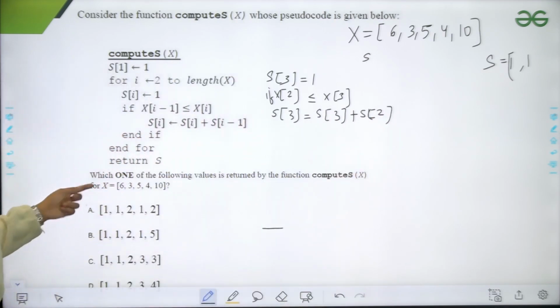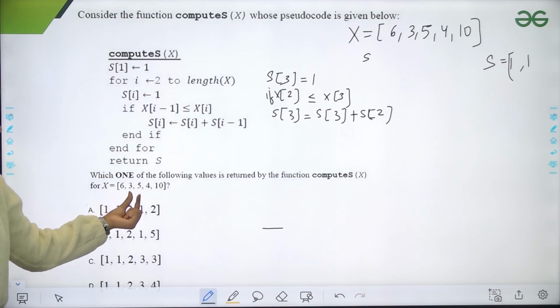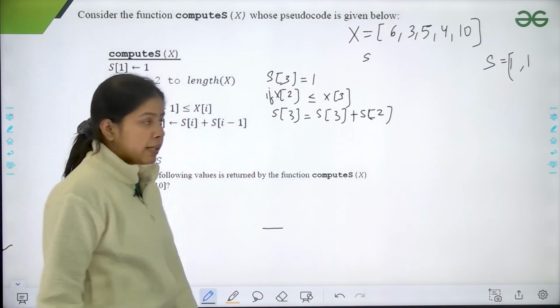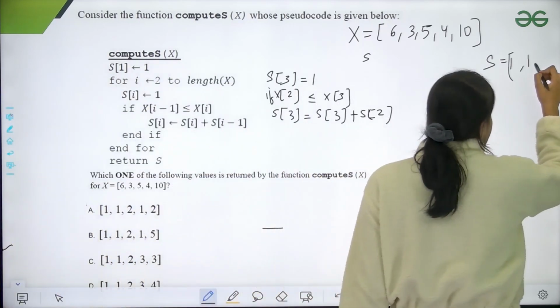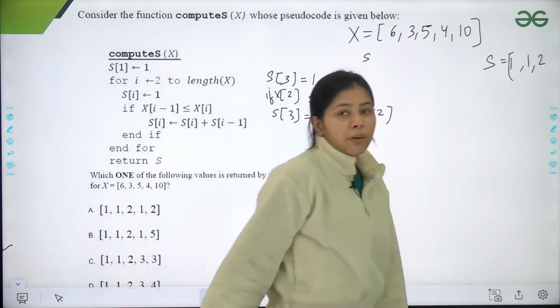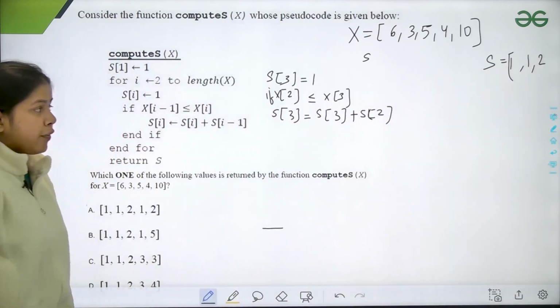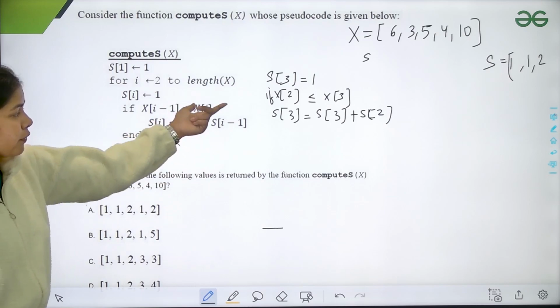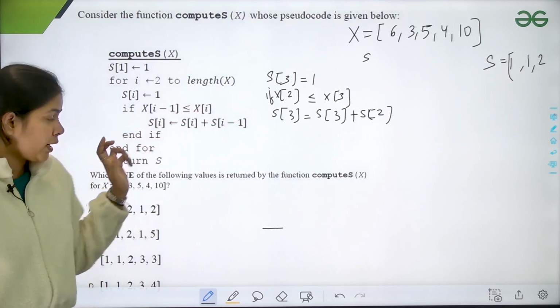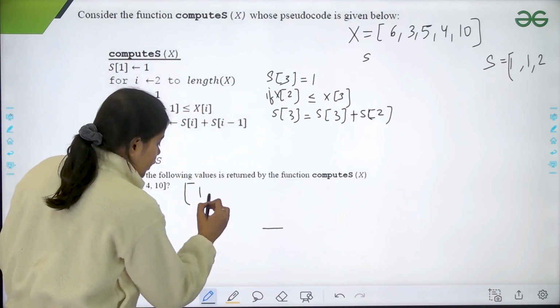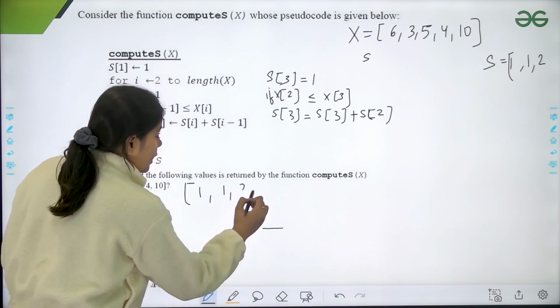Right? So x of 2 is 3, which is less than or equal to 5. So these two values get added. That means 1 plus 1 we'll get 2. So that means we have to add the previous value if this is less than or equal to, otherwise I'll not add. So in the first three cases I'll get 1 1 2.